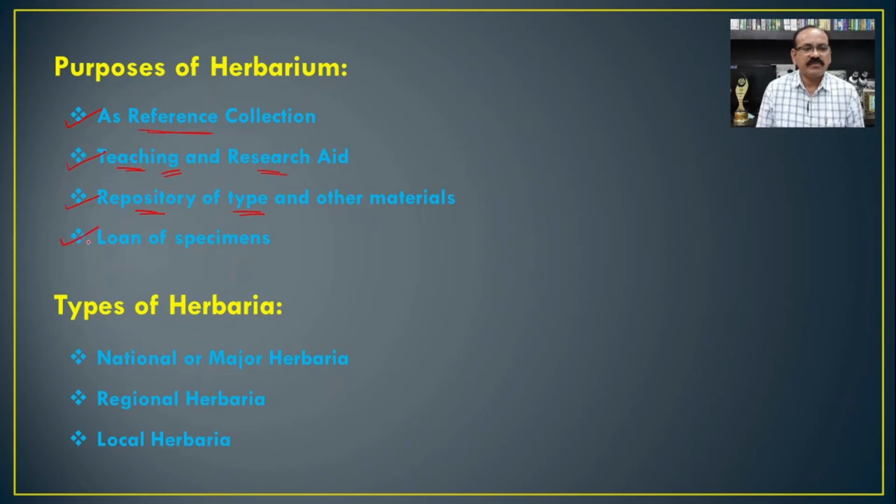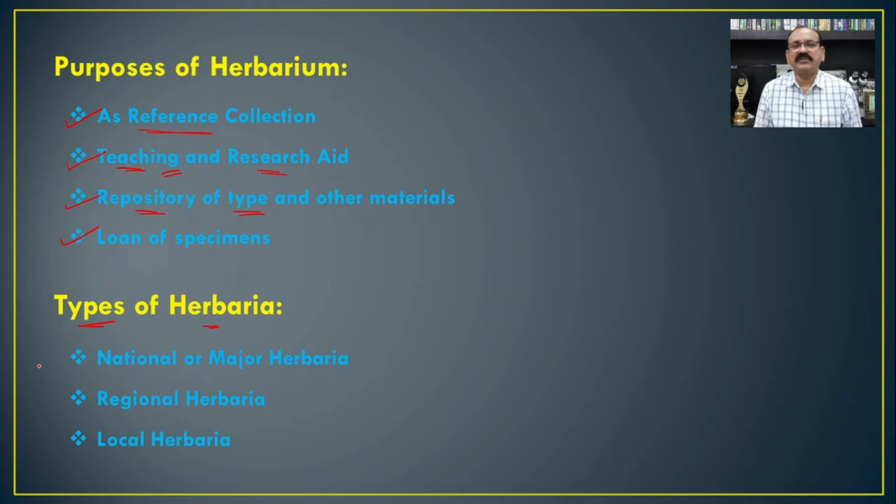Then even from the herbarium, there is a facility of loan to other educational or research institutes. Any institute can take a loan in the form of a number of sheets from another herbarium for study or research.